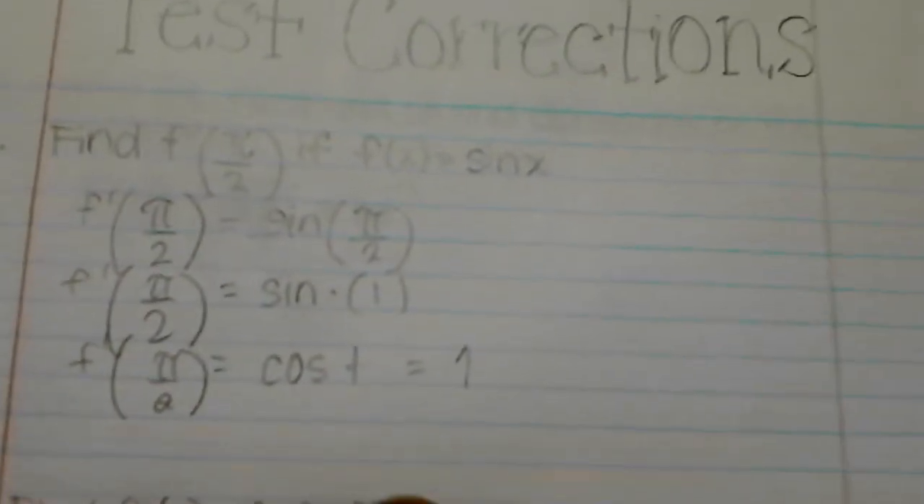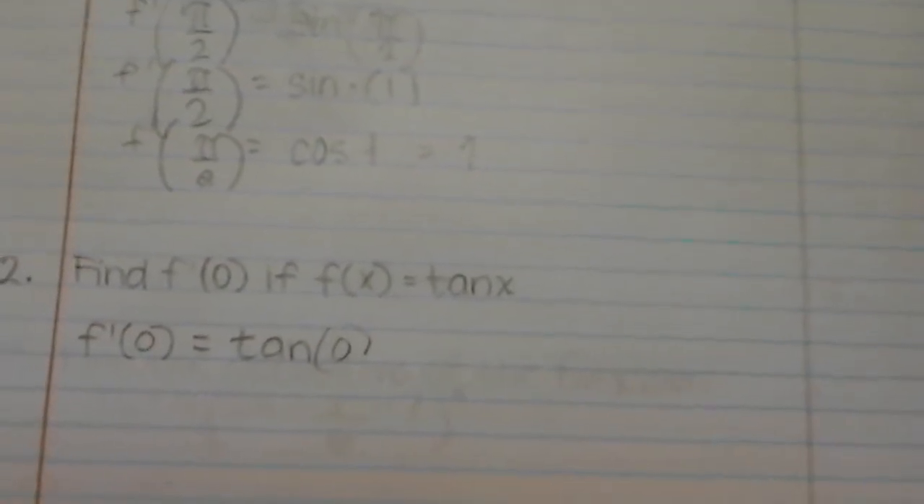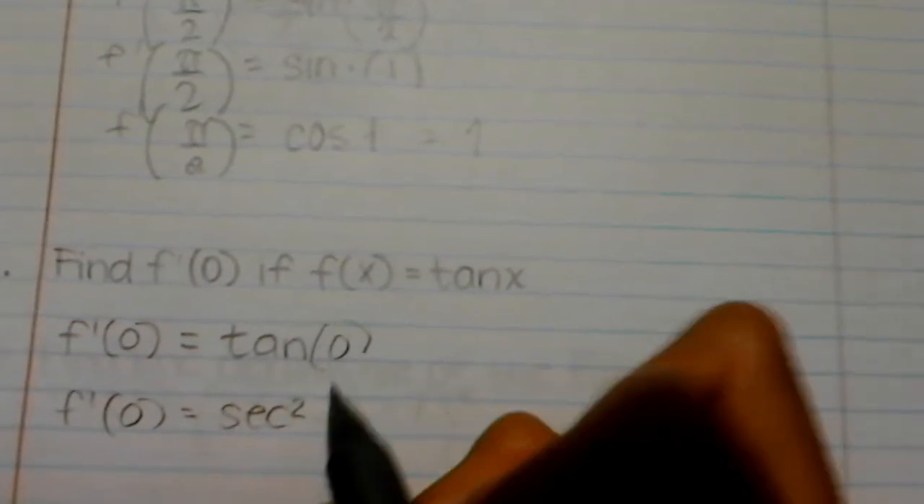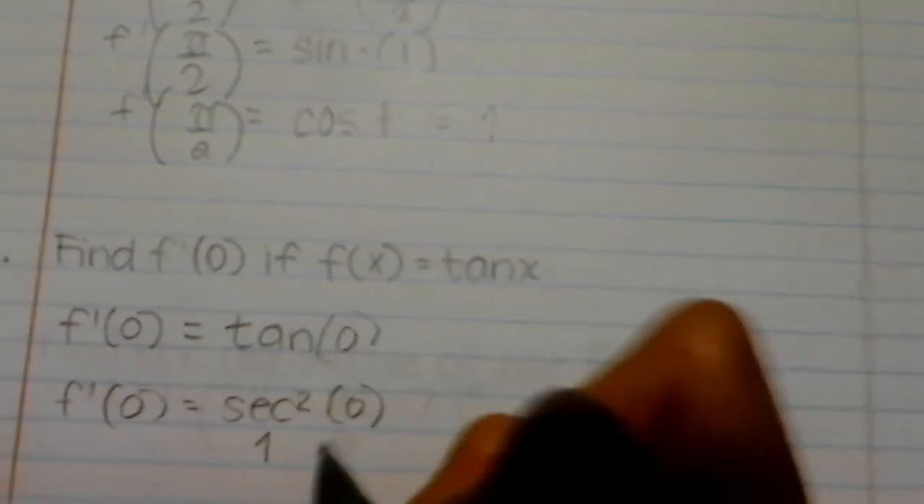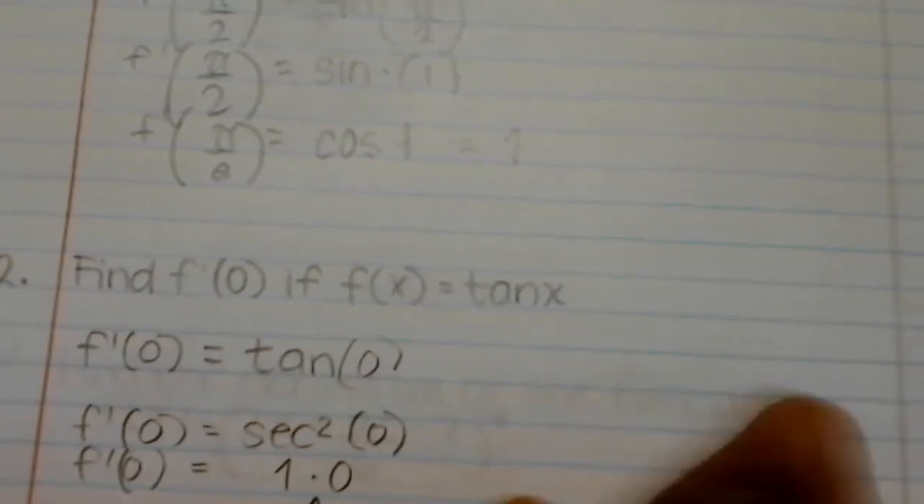The next question says, find f prime of 0 if f of x equals tan of x. First, write out the equation, f prime equals tan, and replace 0 with the x. Well no, you're going to find the derivative of tan. Derivative of tan is secant squared x, so you're going to replace x with 0. Secant squared equals 1 times 0, f prime of 0, and the answer is 1.